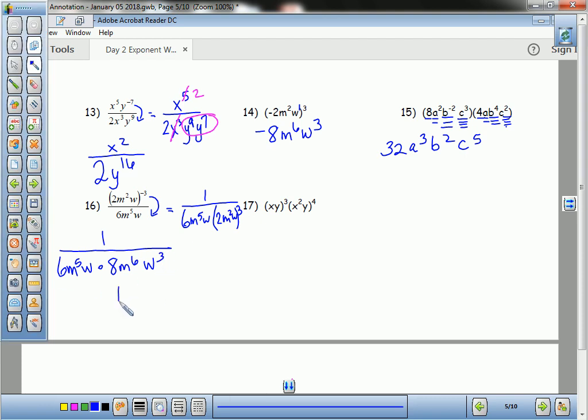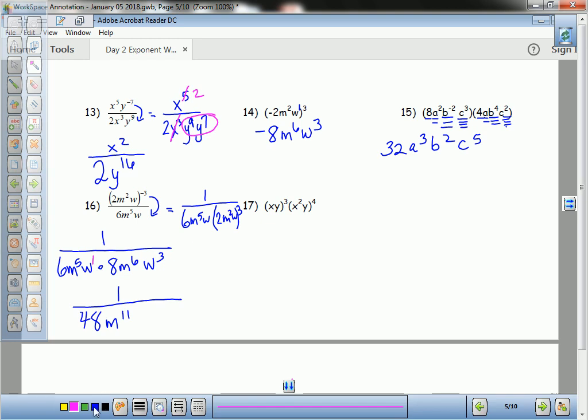Now my final step is to go ahead and multiply. So 6 times 8 is 48. m to the 5th times m to the 6th. When we multiply like bases, we add the exponents. w to the understood 1st power times w to the 3rd power, multiplying like bases, we add the exponents, so that becomes w to the 4th. And there is our simplified expression.